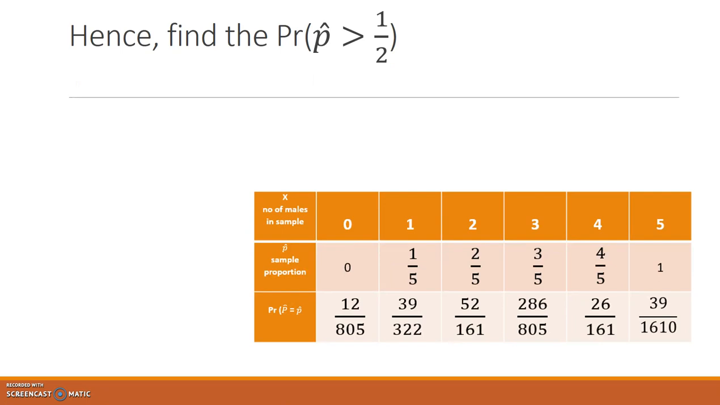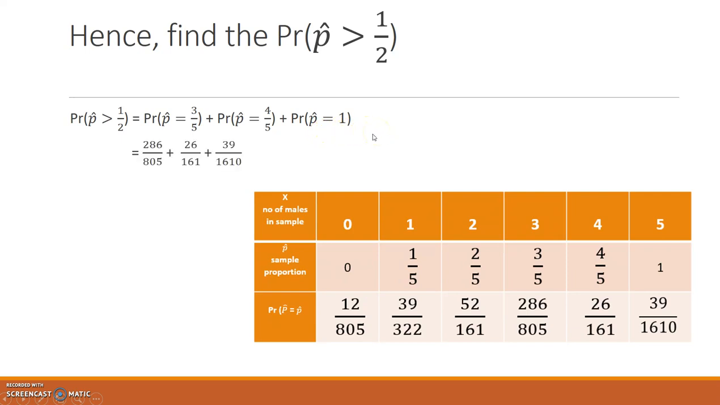So now let's find the probability that the sample proportion is greater than a half. If we look at the table, we can see that when the sample proportion is greater than a half, it could be equal to 3/5, which is 0.6, 4/5, 0.8, or 1. This means that the probability that p hat is greater than a half will be equal to the probability that p hat is equal to 3/5 plus the probability that p hat is equal to 4/5 plus the probability that p hat is equal to 1. From the table, we can get our probabilities and simply add them together. The answer is 871 over 1,610 or 0.5410.